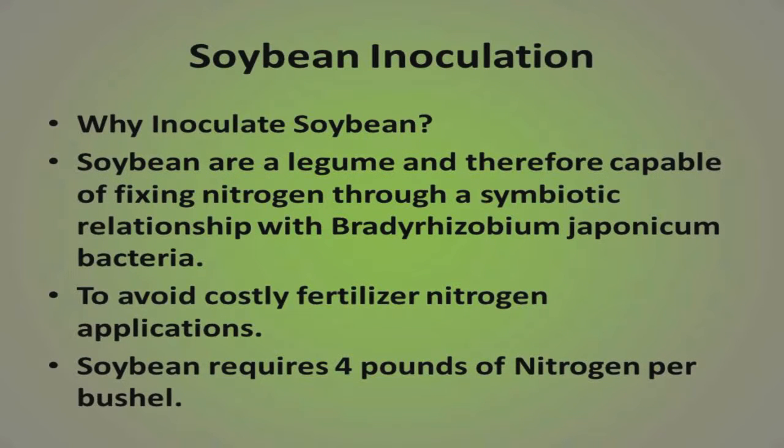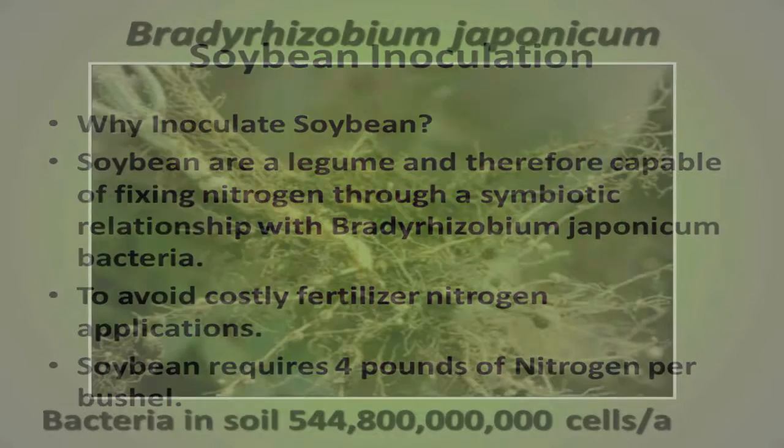Soybean inoculant. Why do we inoculate? Soybeans are legumes, and therefore they're capable of fixing nitrogen through a symbiotic relationship with a bacterium. Bradyrhizobium japonicum is a bacterium that, if it's available to the soybean plant, will fix nitrogen in a form that it can utilize in its production. As you know, soybean is one of the least expensive crops to grow because nitrogen is very costly as far as an input in production.